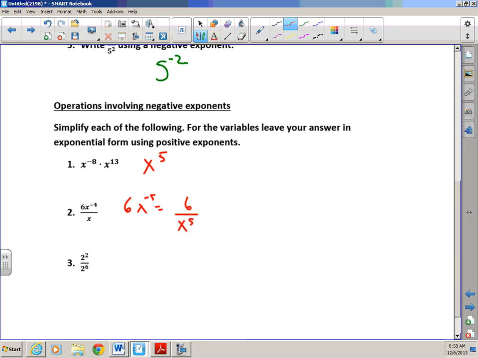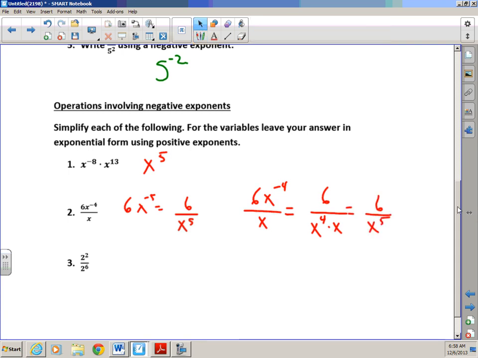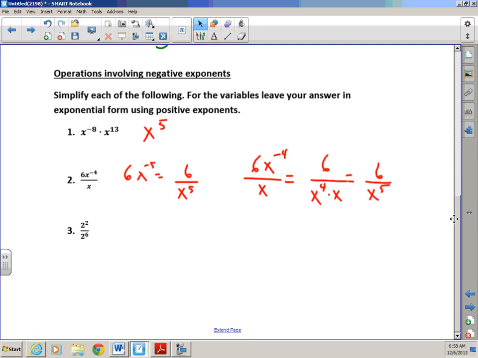The other way to do it is I have 6x to the negative 4th. To make the x to the negative 4th a positive, I would move it to the denominator and then clean it up that way. Either method works. Whichever method you are more comfortable with, go with. You don't need to do both. And this is 1 over 2 to the 4th. You don't necessarily always need to take the additional step of writing 2 to the negative 4th and then 1 over 2 to the 4th. Okay?